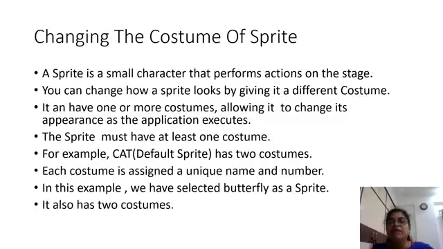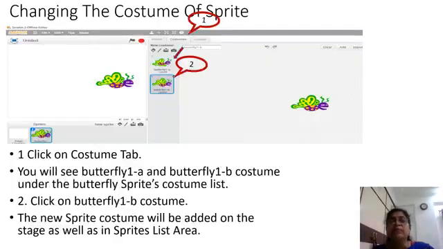In this example, we have selected butterfly as a sprite. It also has two costumes. Now that we will see. See, in the costumes options, if you click on the costumes option, it will show you the name Butterfly 1-A. This is one costume. Butterfly 1-B. That is the second costume.